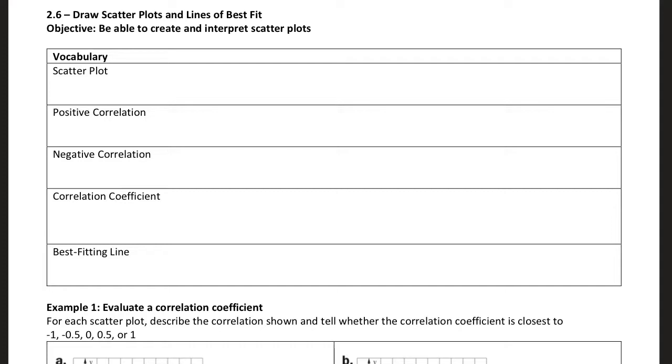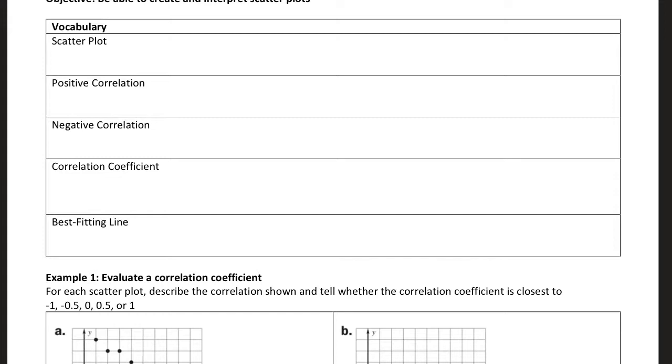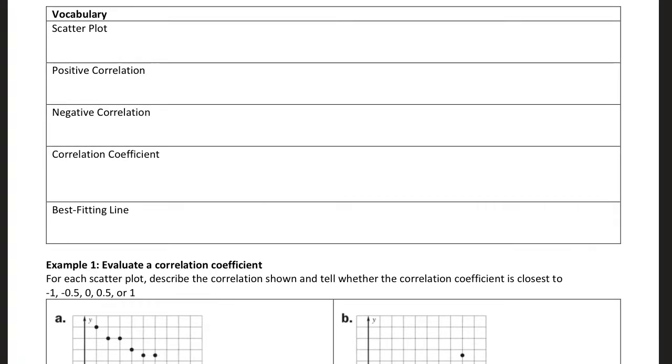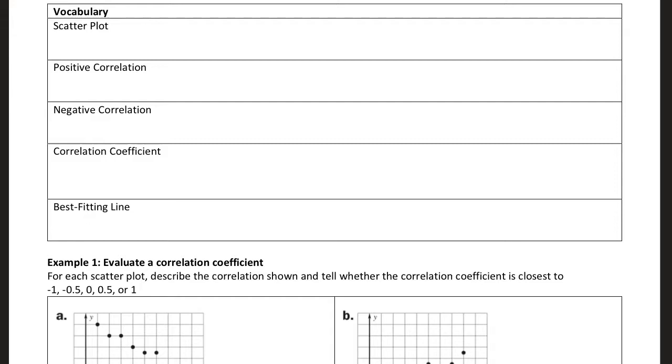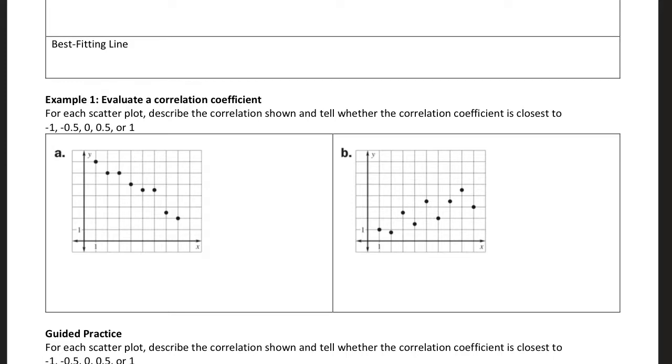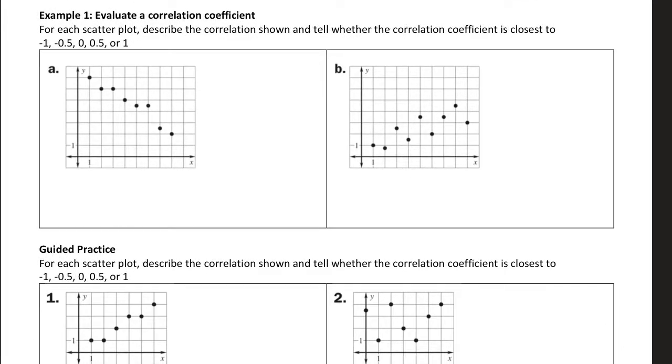So we're going to create and interpret scatter plots. The vocabulary should be finished by now, and these definitions, hopefully they make a little bit of sense. What I really want to focus on is how to talk about correlation and describe it. So I'm going to jump right to example 1. In example 1, I ask that for each scatter plot, you describe the correlation shown and tell whether the correlation coefficient is closest to -1, -0.5, 0, 0.5, or 1.